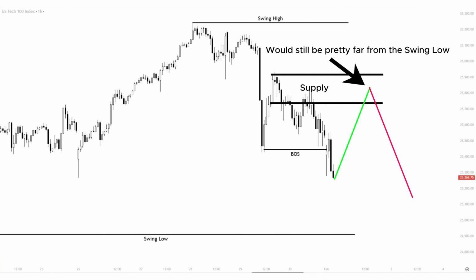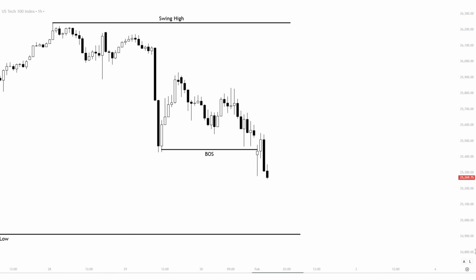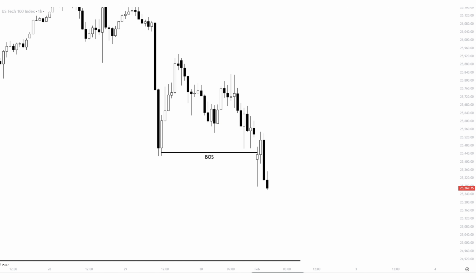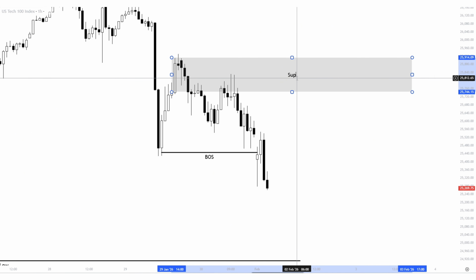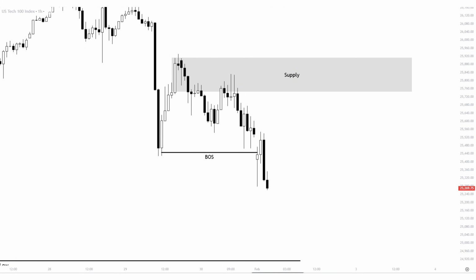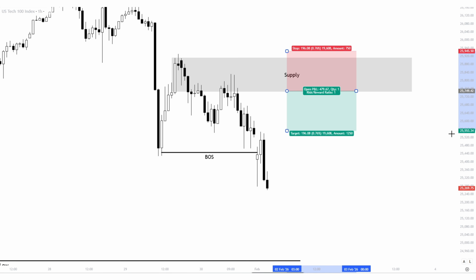So from this internal pullback to the upside, you want to identify a supply, which should be the last bullish candle before the market started gaining bearish pressure. This might be the level of the supply, also being the highest point of the internal pullback. Now, if we place a sell setup from this supply, you must know what levels you're going to target for the take profit and stop loss. Let's see all logical options.